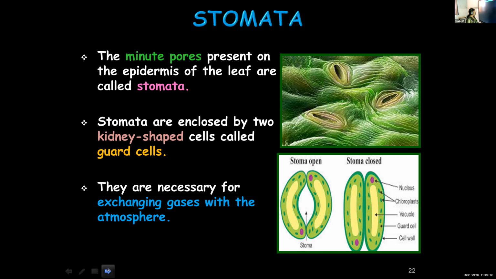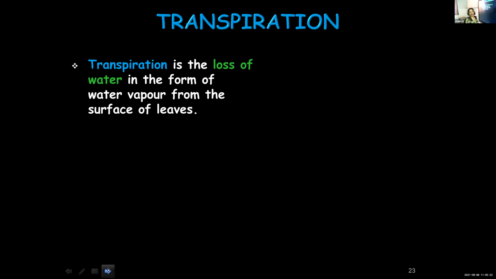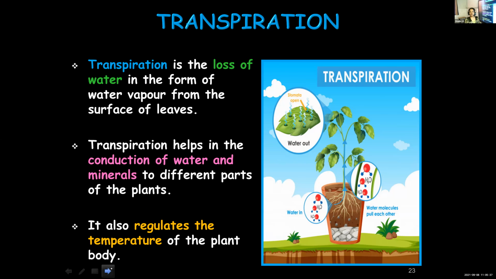And then we learned about transpiration, the loss of water in the form of water vapor from the surface of leaves. Transpiration is useful to the plants mainly in two ways. It helps in regulating the temperature of the plant body. It also helps in transporting water and minerals to different parts of the plant.